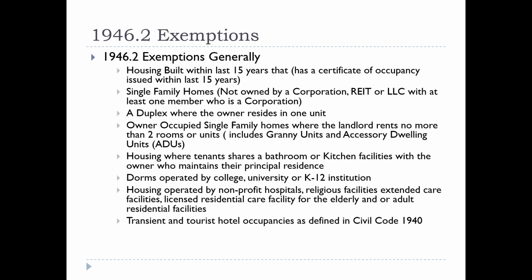If you're an educational institution that runs a dorm operated by a college, university, or even a prep school at a K through 12 institution, you are exempt from 1946.2. And if you've got housing that's operated by nonprofit hospitals, religious facilities, extended care facilities that have other licensing requirements from the state in that list there, you're going to be exempt. And then last but not least, transient and tourist hotel occupancies as defined in Civil Code 1940. So your Motel 6 type motels that rent out rooms by the night, you're going to be exempt from this statute here.